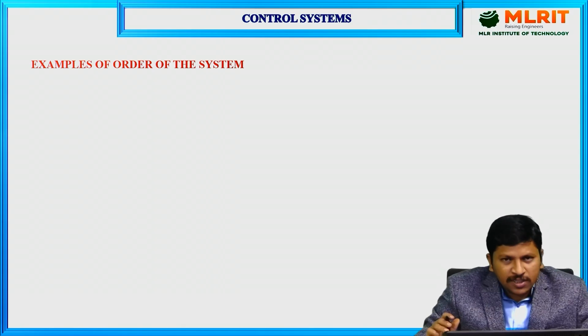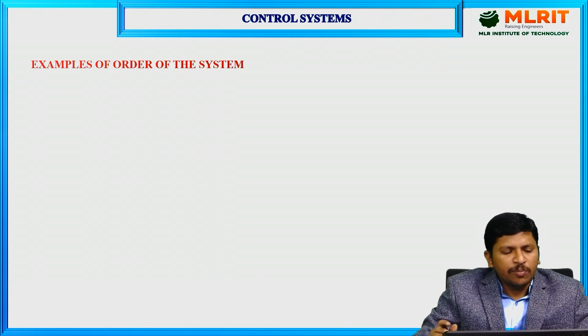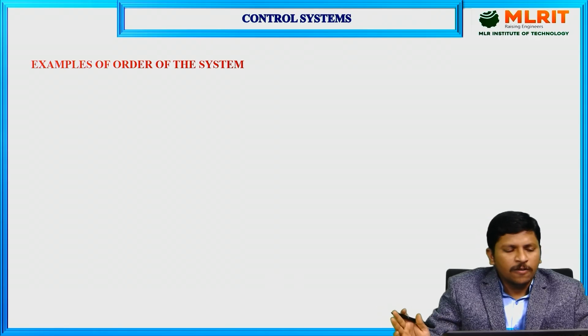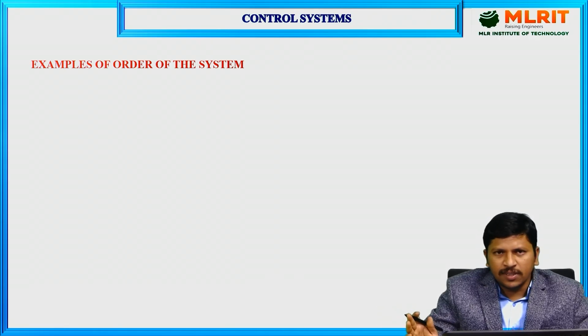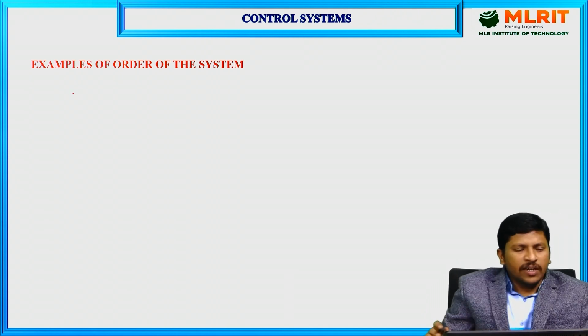Generally, the order of the system is nothing but what? The maximum power of the s term, that is s to the power n, where we substitute n as 0, 1, 2, and so on. That indicates the order of the system. Here are some examples. The order can be determined using the open loop as well as the closed loop.